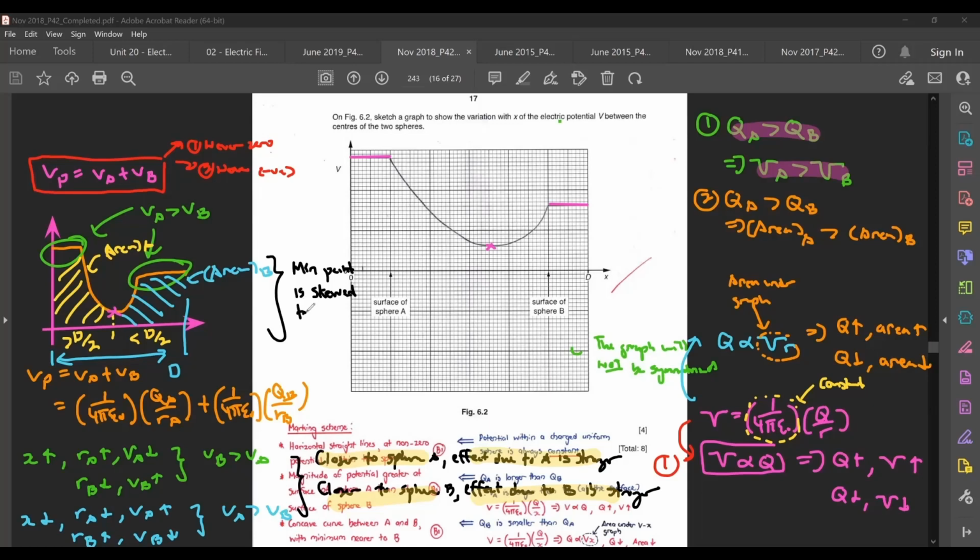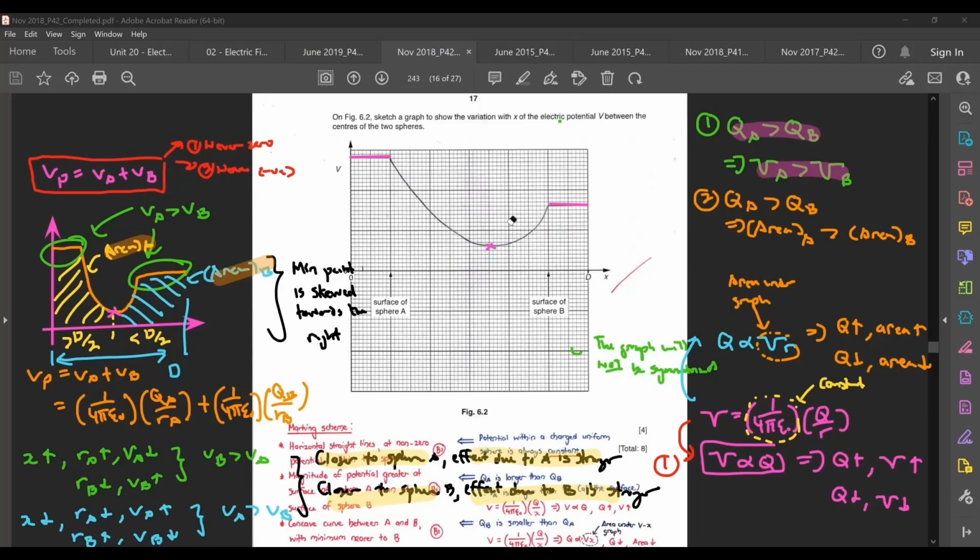It's skewed towards the right. When you skew your minimum point towards the right, you're going to get a smaller area than the one before it. You skew your minimum point to the right, the area on the right side will be smaller than the area on the left side. This one will directly give you area A being bigger than area B. So that's why the minimum point is skewed towards that side.